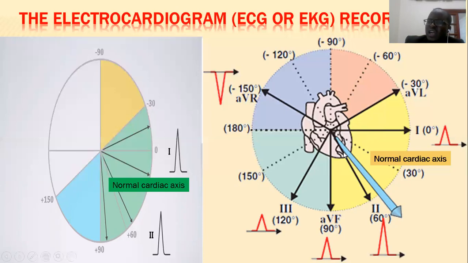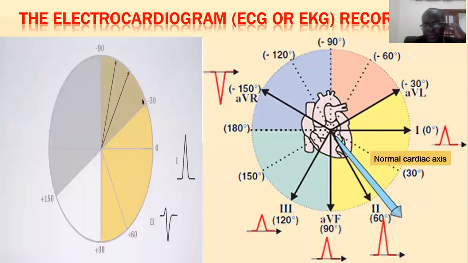Sometimes you can have right deviation or you can have left deviation. So how can you tell that this electrocardiogram recording is showing you a left deviation or a right deviation? Now if you check the ECG and you find that your lead 1 is positive, shown in yellow here, then your lead 2 is negative. You can see here, the lead 2 is negative, shown in gray.